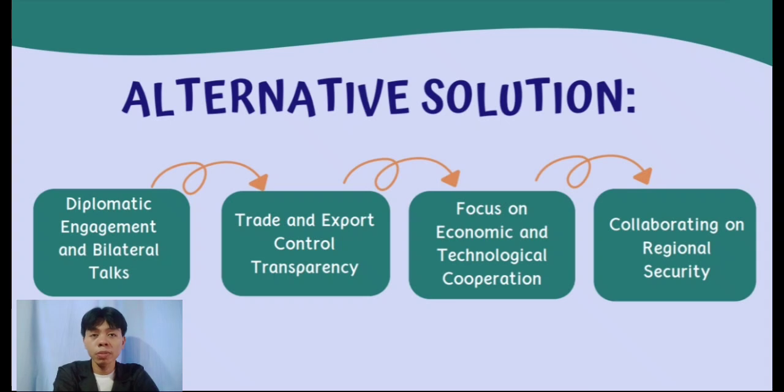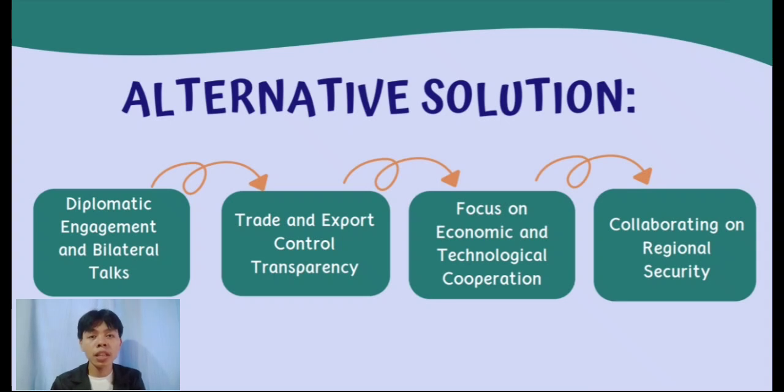The trade tension between Japan and South Korea, particularly following Japan's export restrictions, is rooted in complex historical, economic, and geopolitical factors. To resolve the situation, both countries need to focus on finding alternative solutions. First alternative solution is diplomatic engagement and bilateral talks. Establishing consistent and high-level communication between Japan and South Korea is essential.